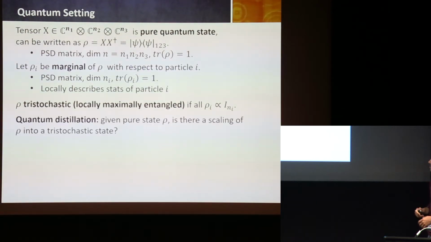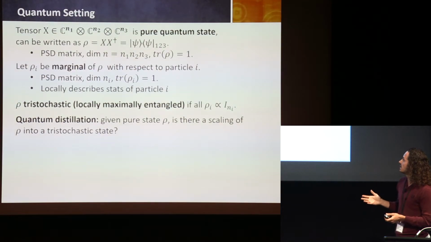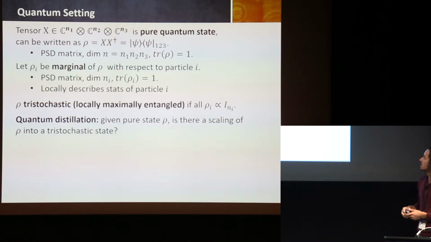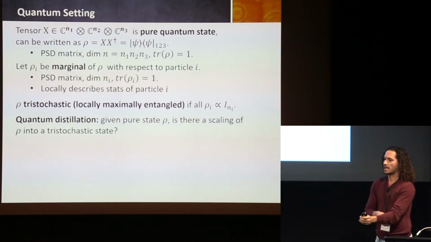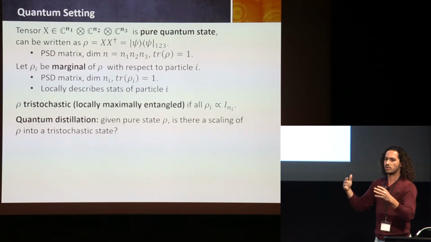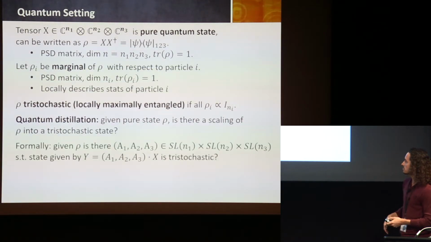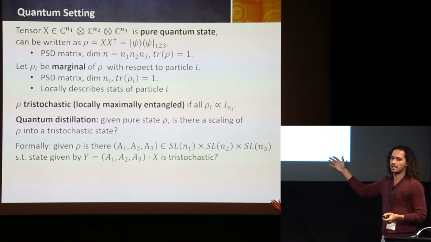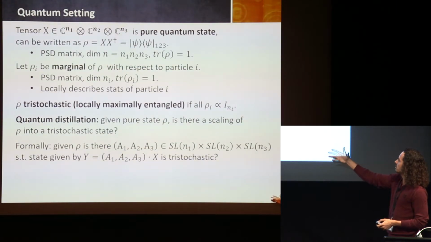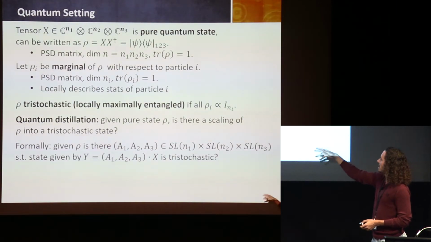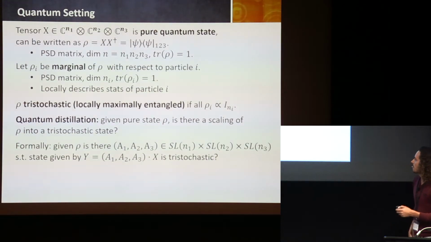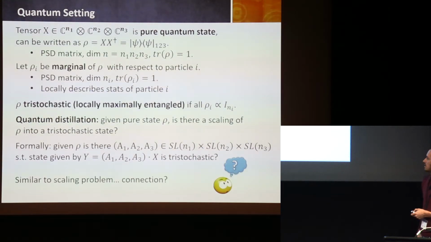Yeah. So now one important question for them is this quantum distillation question. Given a pure state rho, can I scale this rho to obtain a tristochastic state? Can I obtain from rho a state where it's maximally entangled for everyone? And formally, this question is translated exactly into a scaling question, okay? So given a state rho, I just want to find invertible matrices such that this scaling is tristochastic.